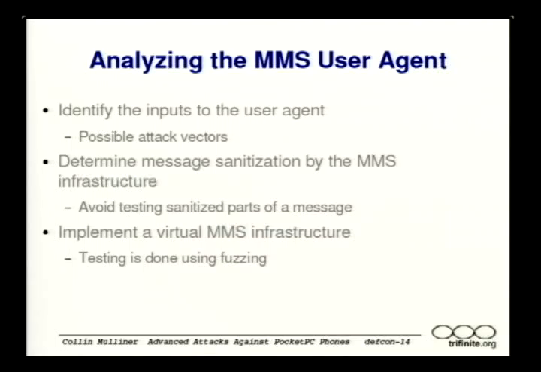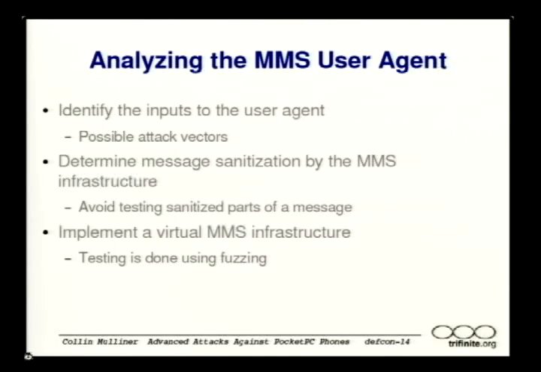Now if you want to actually analyze and attack the agent, we first of course need to know what kind of inputs this application has to handle and what the possible attack vectors are. Then we have to look at the infrastructure, because all the messages we send to the device go through it. The infrastructure could filter out or sanitize parts of the message, and maybe filter out bad stuff we are sending, so we have to look at that. And since we don't want to pay for message delivery while testing, we're going to build our own infrastructure and use that for fuzzing.